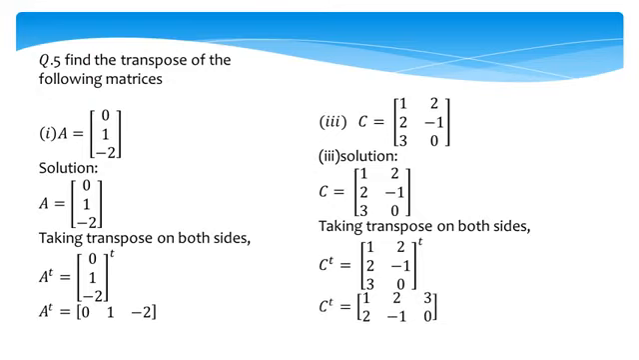Row 1, which is 1 and 2, is converted into column 1. Row 2, which is 2 and minus 1, is converted into column 2. Then 3, 0, row 3, is converted into column 3. So this is your result.